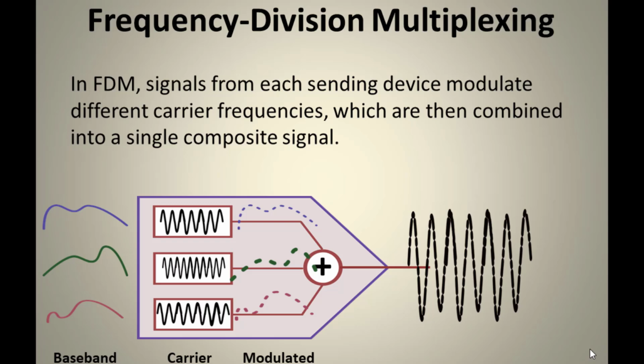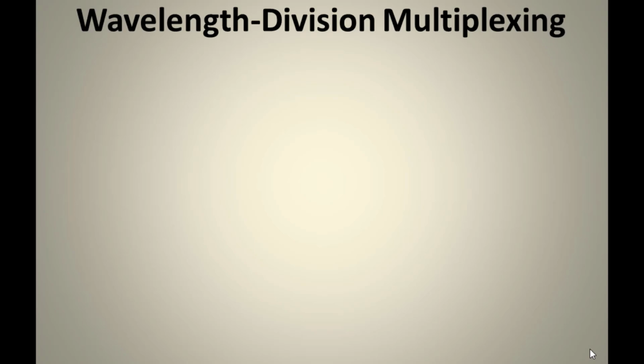This is sent through the link, and on the receiving side we demodulate the signals so that they are received properly. So this is the combined signal. Now next is wavelength division multiplexing.